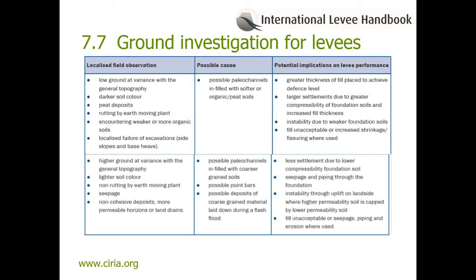GI through visual inspection during construction. During construction, activities such as topsoil strip, excavations for drains, soak dikes, borrow areas, or other excavations provide fresh mass exposures of the ground that can give clues as to where ground conditions may be consistent, or more importantly, different from those assessed by the GI. Some examples of observations, possible causes, and potential impacts these may have on the levee's performance are summarized in this table, which is included in the handbook.